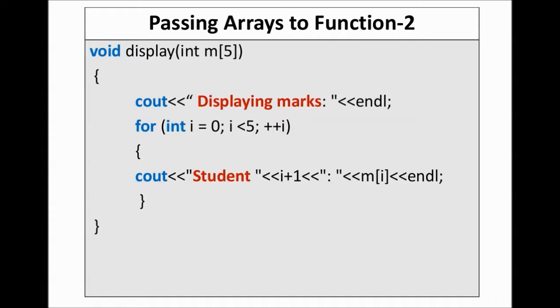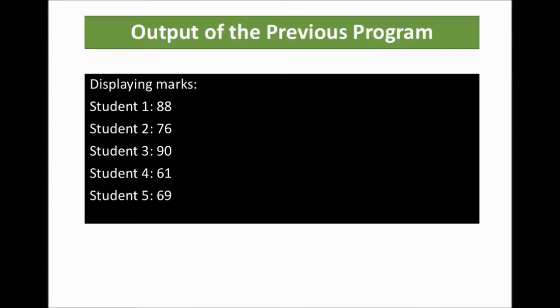with the variable i. So this program declares a function display that accepts an array of integers as a parameter. The main function inputs five integers in an array and then passes the array to the display function. The display function displays the values in this array one by one. Here is the output of the program: 88, 76, 90, 61 and 69. These are the values stored in the array, and these values are displayed in the function.